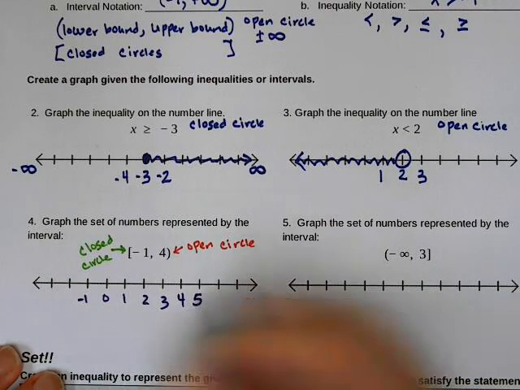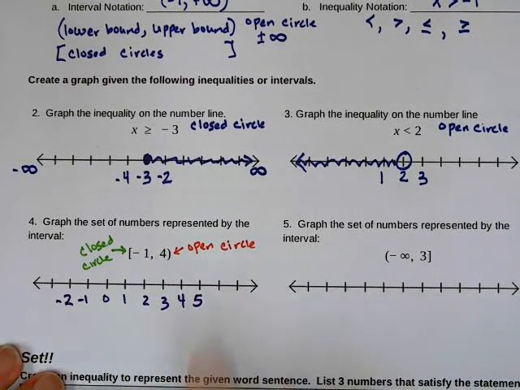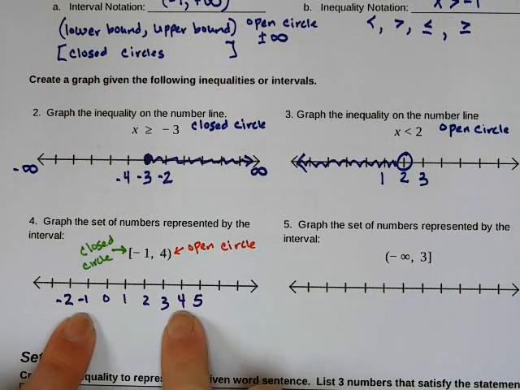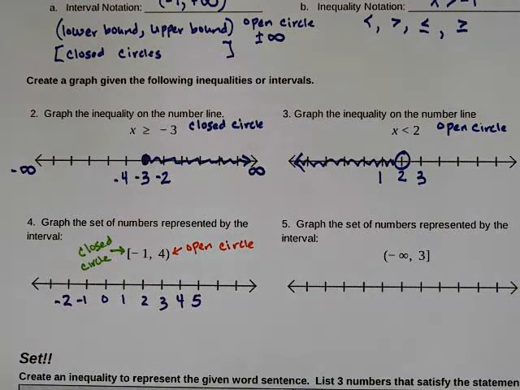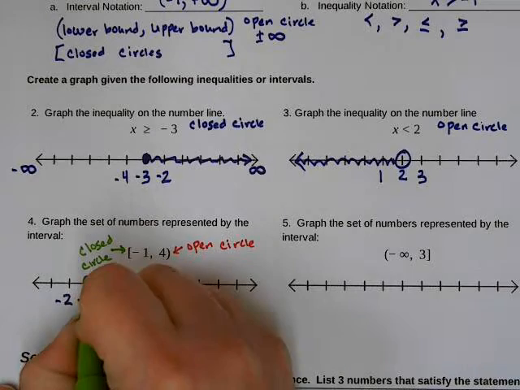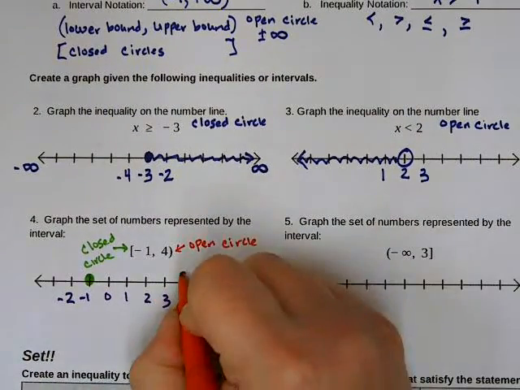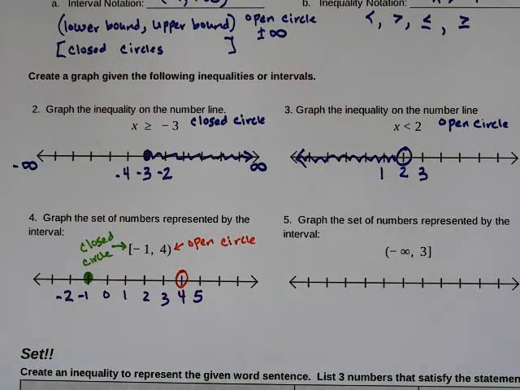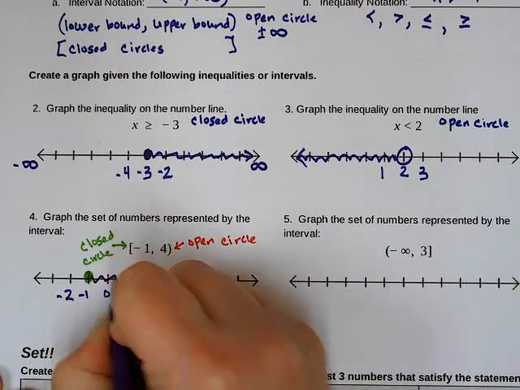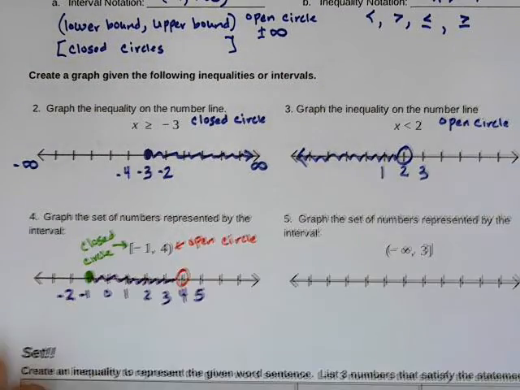I'm going to go one more to 5, and I'm going to go one more to the left to get -2. So both of my important numbers here have at least one number on either side. All right, that's what we're always going to be looking for in your graphs. Well, now I know I need a closed circle at -1. I need an open circle at 4. And I want all of the numbers that are in between that, which means I'm just going to shade everything in between. I'm just going to connect my two circles that I made.